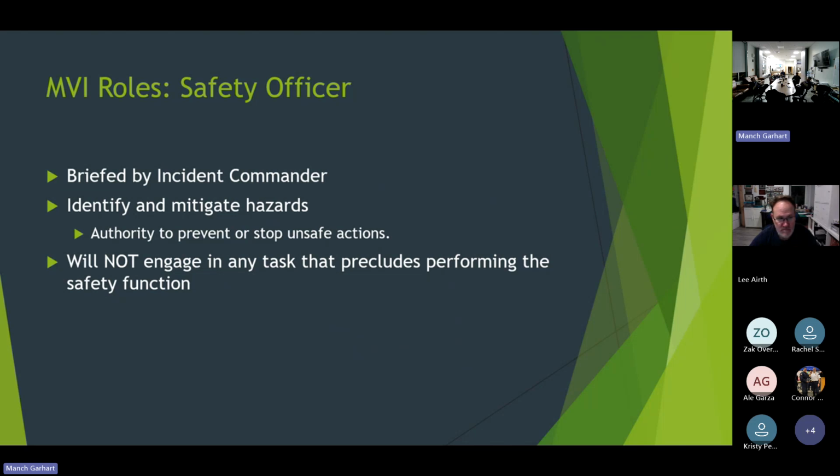So we're going to talk a little bit about the roles here. Safety officer. So again, briefed by the incident commander. This is what we know. This is what we should anticipate. Fill in the blanks. The idea here is, again, anybody can prevent unsafe actions, right? Anybody can call an all stop. Only a few people can restart.